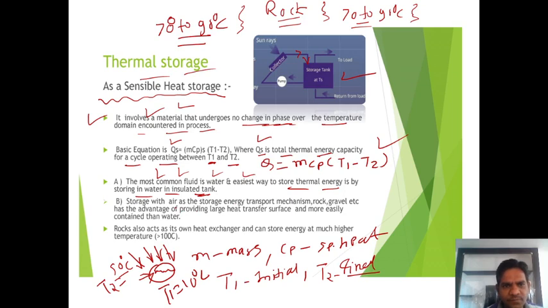OK guys, storage with air is a storage energy transport mechanism. Rock or gravel has the advantages of providing a large heat transfer surface and being more easily contained than water. Rock also acts as its own heat exchanger and can store energy at a much higher temperature, 100 degrees Celsius. This rock has a very high temperature storage capacity as compared to water. Yes or no? Yes.